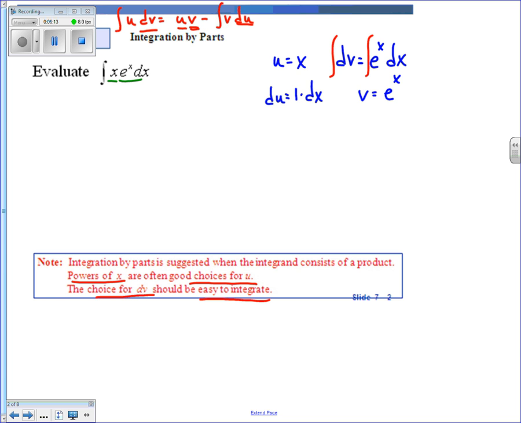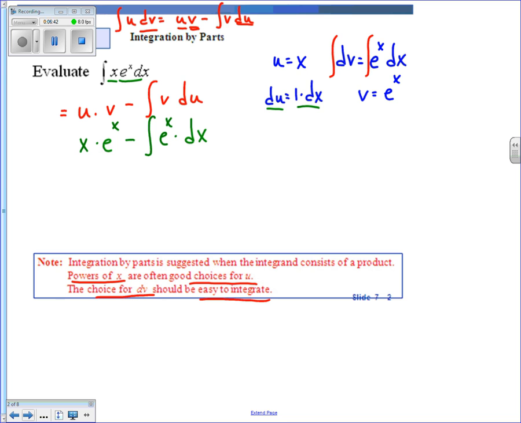Okay, so now let's just plug it in. I know that this has to be equal to u times v minus the integral of v times du. So now plugging in my u, which was x, my v, which is e to the x, minus the integral of v, which is e to the x, times the du, which is just equal to dx.